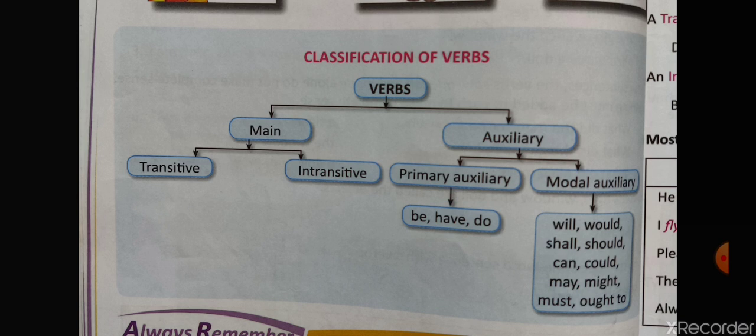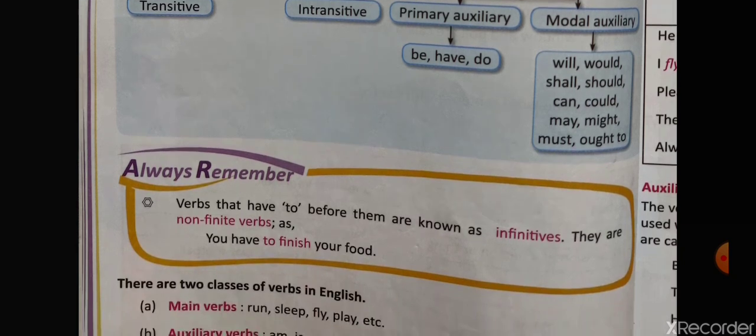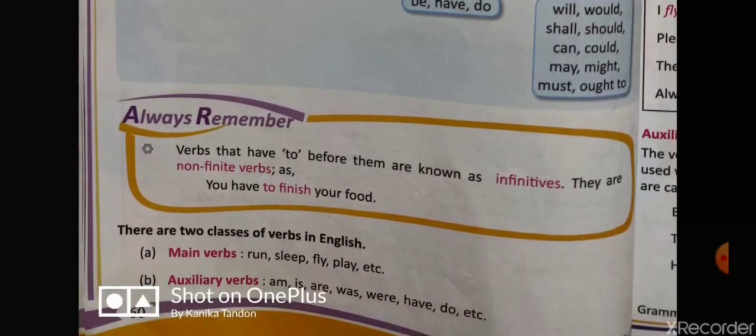Next are auxiliary verbs. Auxiliary verbs are also divided into two parts. Those are primary auxiliary verbs and modal auxiliary verbs. We are going to study about them too. Now always remember, verbs that have 'to' before them are known as infinitives. They are non-finite verbs, as in: you have to finish your food.